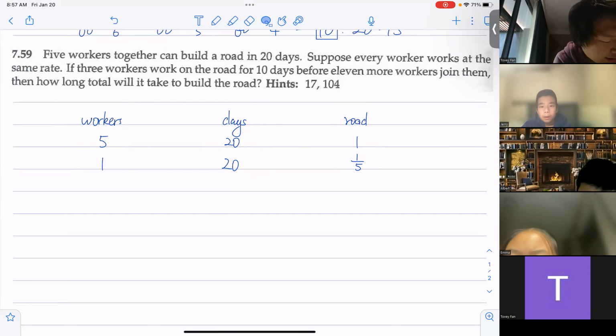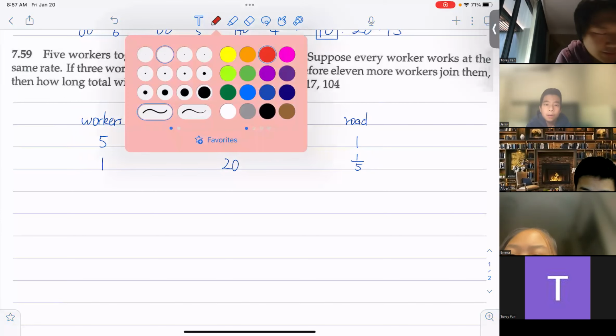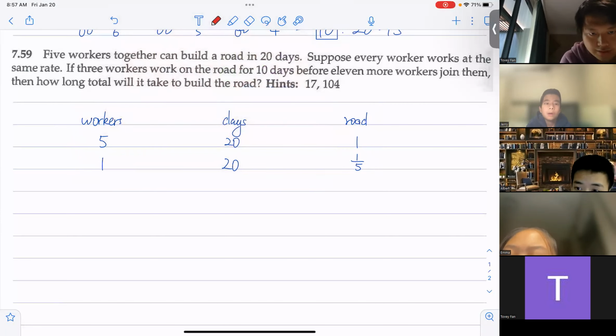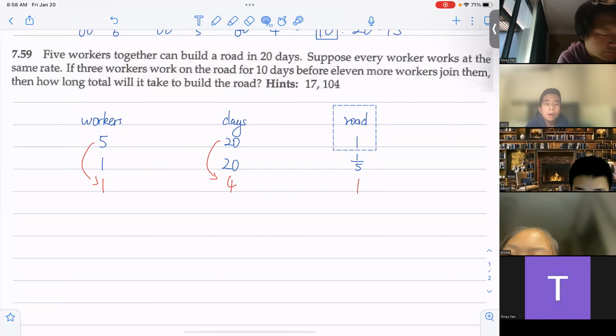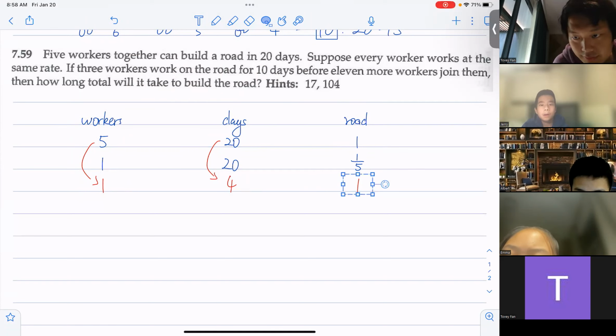So what Albert was doing was this. I hope I clarify this, Albert, so that you don't make a similar mistake in the future. Albert divided by 5 here, and also divided by 5 here, but didn't divide by 5 here. This doesn't make sense, because to finish one road you need 5 workers in 20 days. Now you only have one worker and only 4 days. Do you expect this single guy to finish the whole road? Doesn't make sense, right? It's kind of logical. So make sure you get the correct logic here.